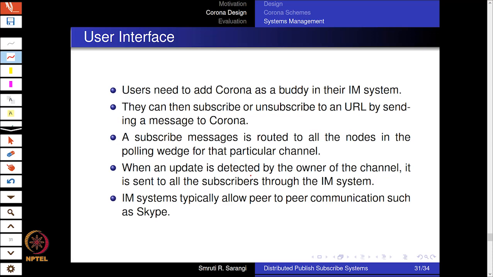Whenever an update is detected by the owner of the channel, it is sent to all the subscribers through the IM system. So here polling again is not required. This is kind of like an interrupt driven mechanism where you have consistent connections with the owner of the channel. So this kind of rids the server of maintaining the state. Corona maintains the state like any good content provider. And IM systems will typically allow such kind of peer-to-peer communication with persistent network connections, similar to what Skype does.